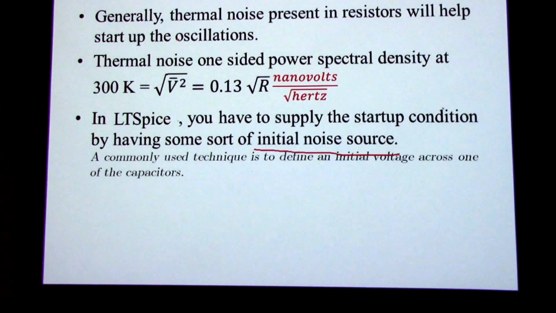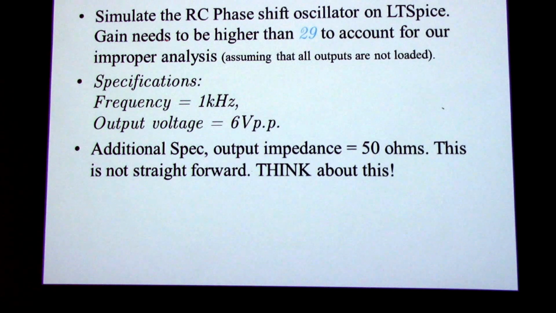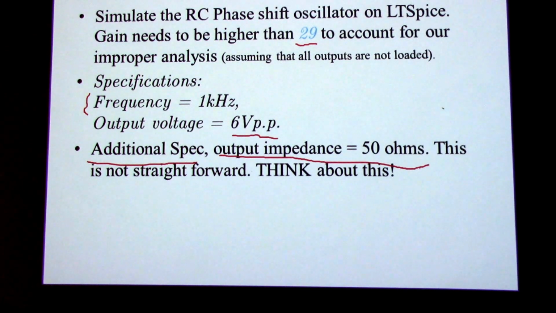All right. So here is the simulation. Like you have to get something that gives you 29 times gain, and this is the required specification. I want a frequency of 1 kilohertz and output voltage should be 6 volts peak to peak. And there is some additional spec, like if you can match, that can be great, but if you don't, that's also okay. Like we also want output impedance of 50 ohms. This is not straightforward, but you have to think. But this is not a must part, it's just an optional thing. You can do it or skip it.